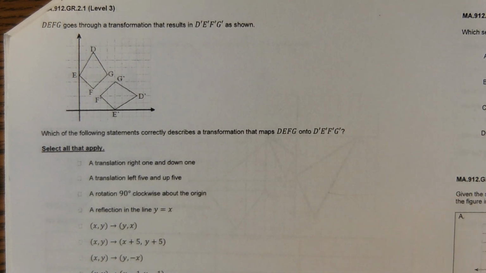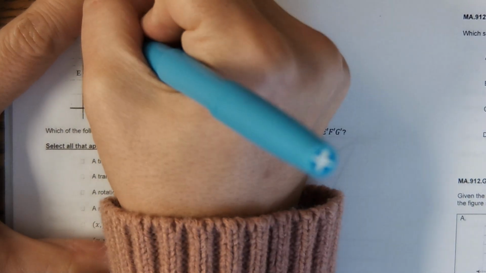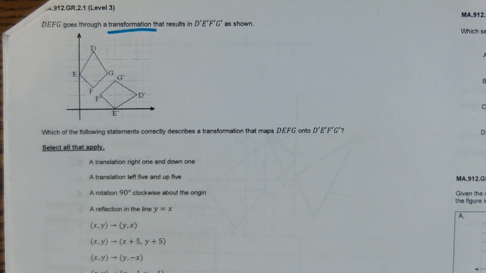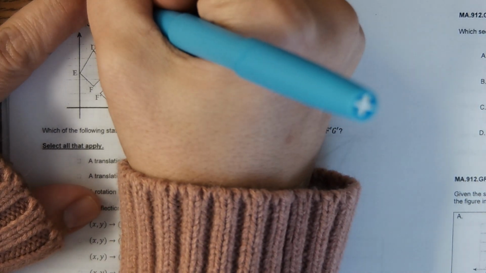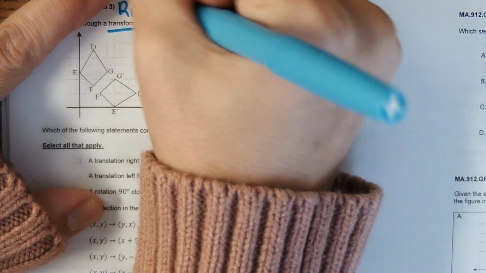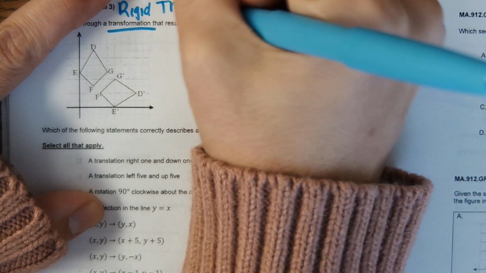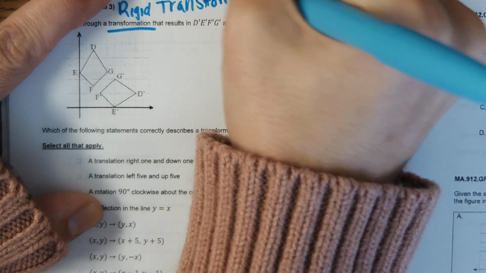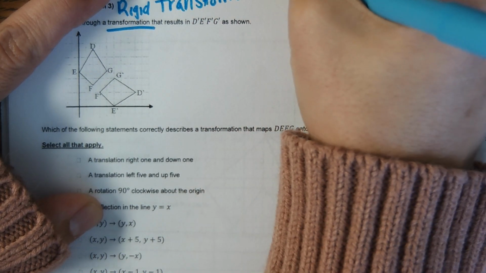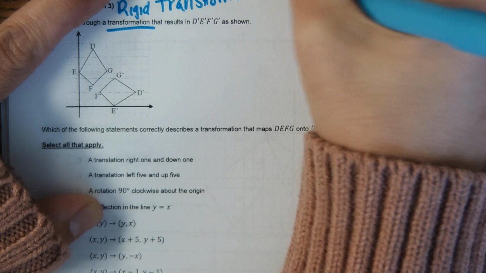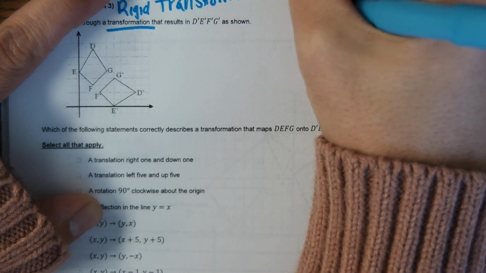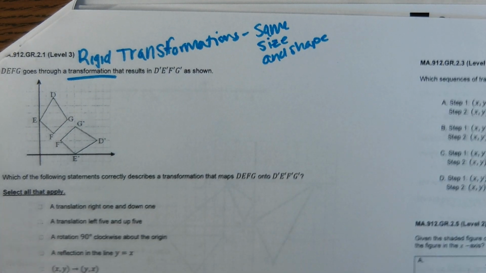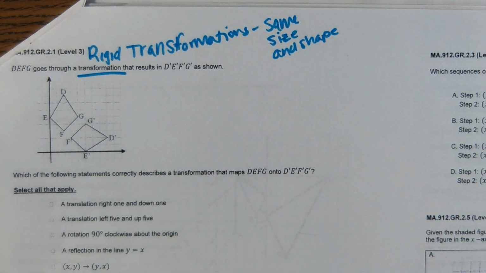These questions right here on this page are all transformations. And that's when you're moving a shape on the graph. It's all rigid transformations. So rigid transformations means the shape isn't changing size at all. Rigid transformations, same size, same shape. Nothing about the shape is changing, it's just moving location.